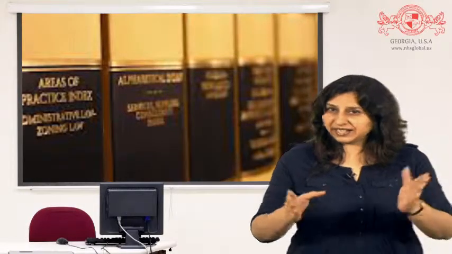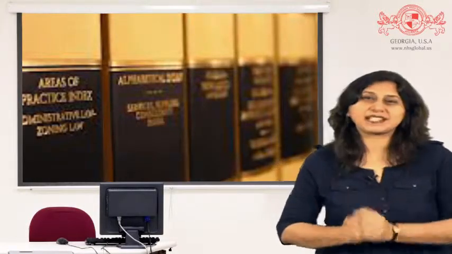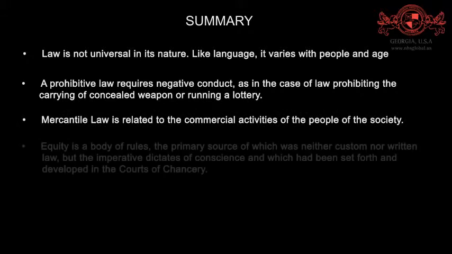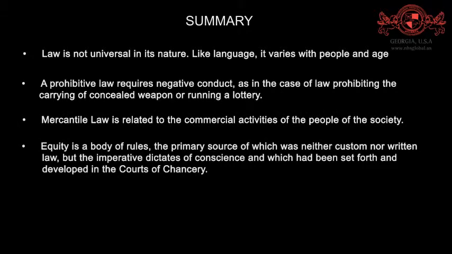Now, in the end, let us summarize what we have learnt in this lecture. Summary: law is not universal in its nature. Like languages, it varies with people and age. A prohibitive law requires negative conduct, as in the case of law prohibiting the carrying of a concealed weapon or running a lottery.